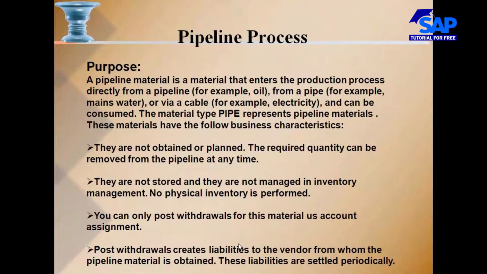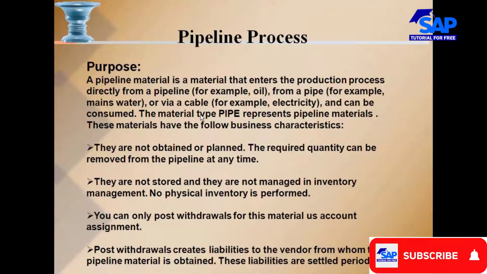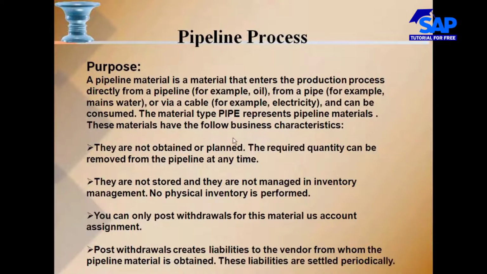So few more points on that. A pipeline material is a material that enters the production process directly from a pipe. For example, oil from a pipe, for example, main water, or via cable, example, electricity, and can be consumed. The material type pipe represents the pipeline material, and it has got following characteristics. They are not obtained or planned. Means what? Not obtained means what? They cannot be procured, and they cannot be planned. Means no purchasing module, no MRP module for this. The required quantity can be removed from a pipeline at any moment. Anytime you can withdraw. They are not stored and they are not managed in inventory management.